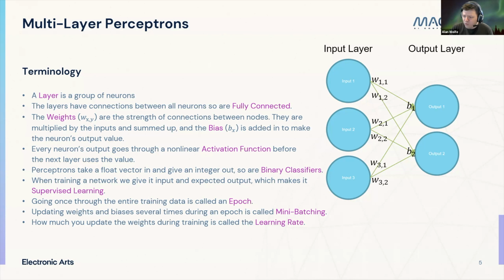When you go through the entire set of training data once, it's called an epoch during the training. And there's often several epochs during training. And if you update the weights and biases several times during an epoch, it's called mini batching. And how much you update the weights during training is called the learning rate. We'll go into the details of some of these as we go on, but I just wanted to give you some basic terminology.